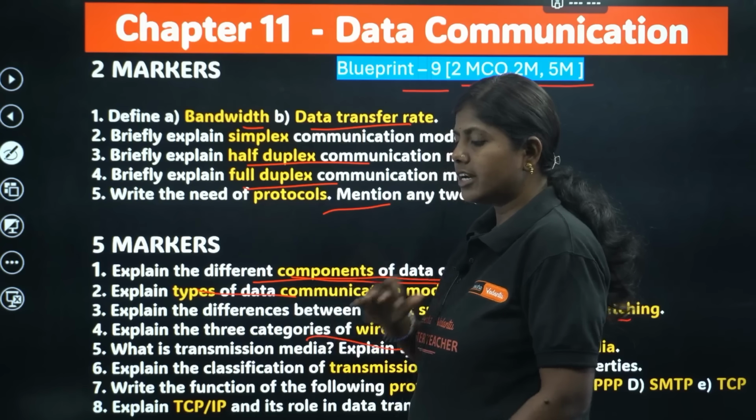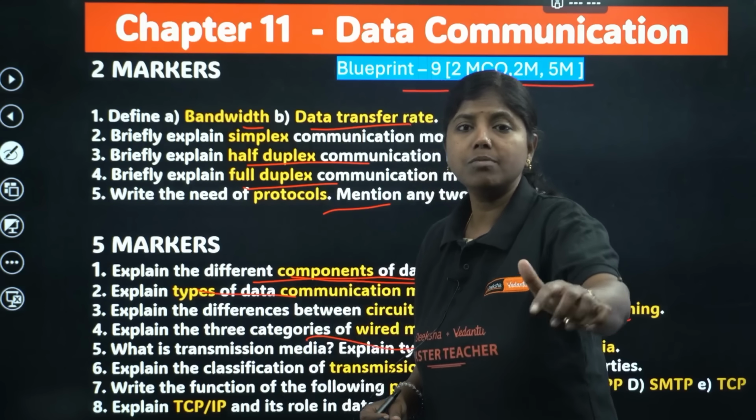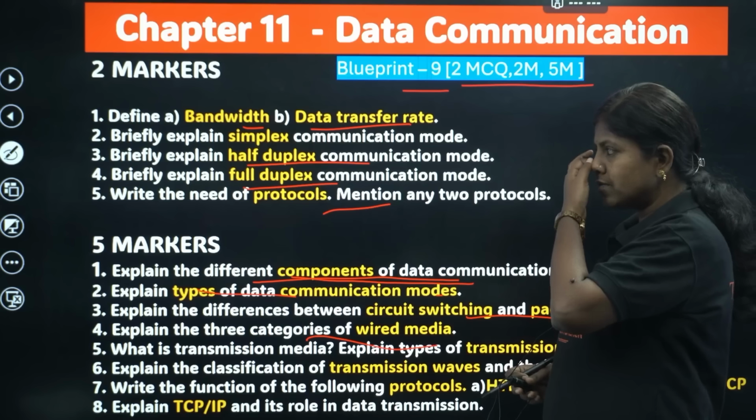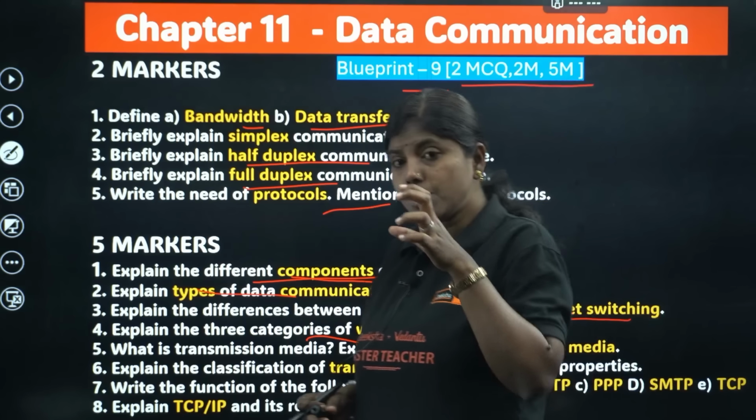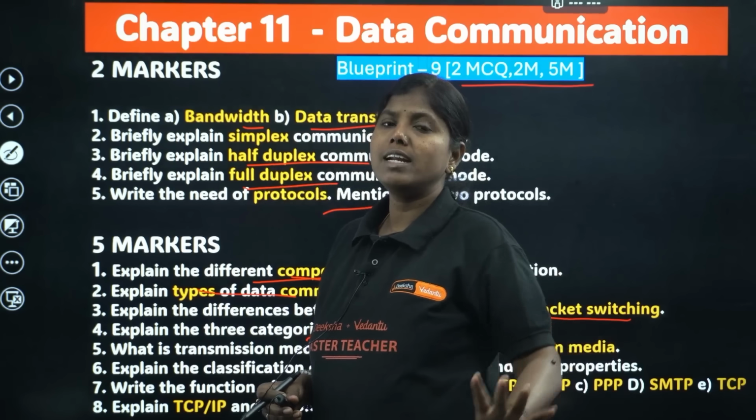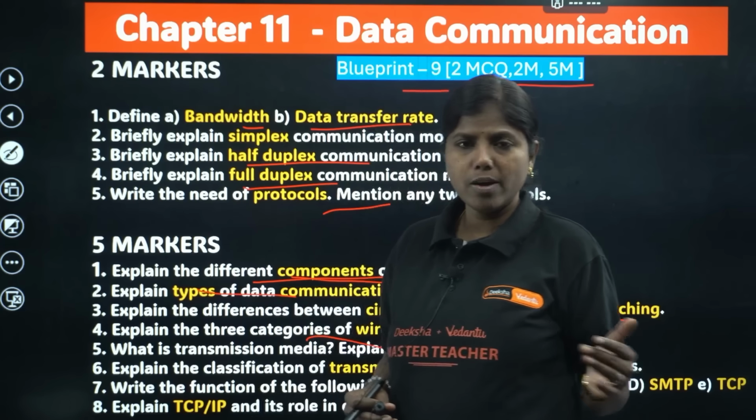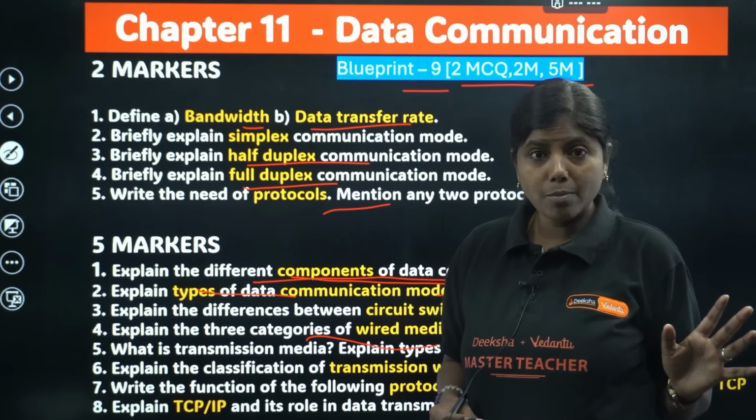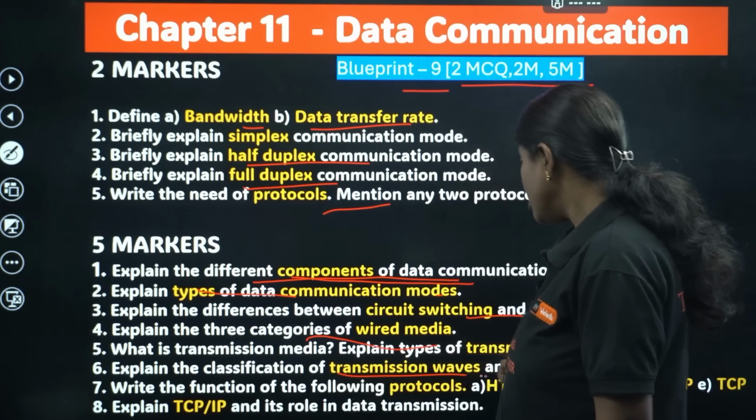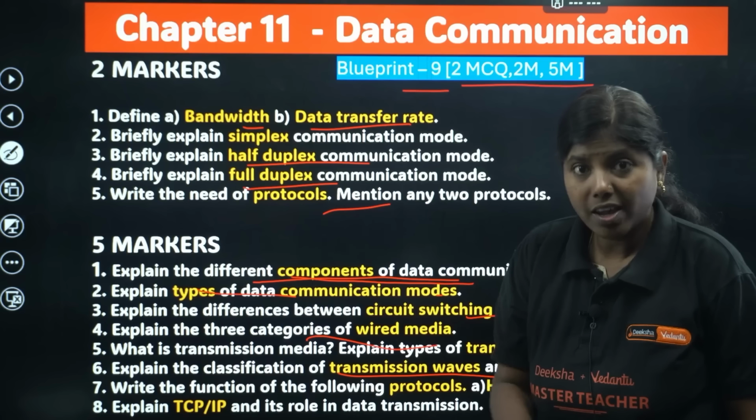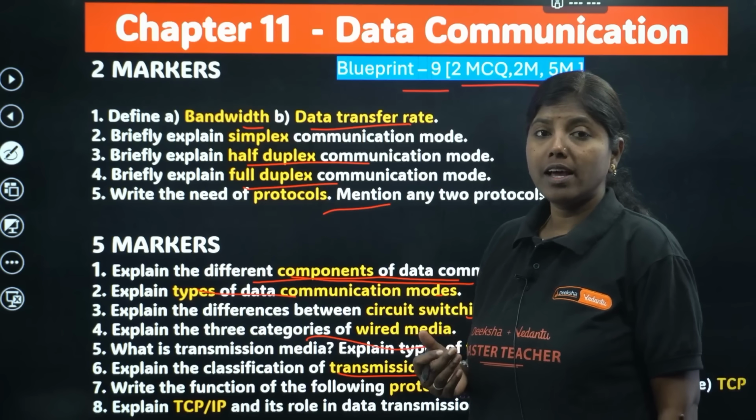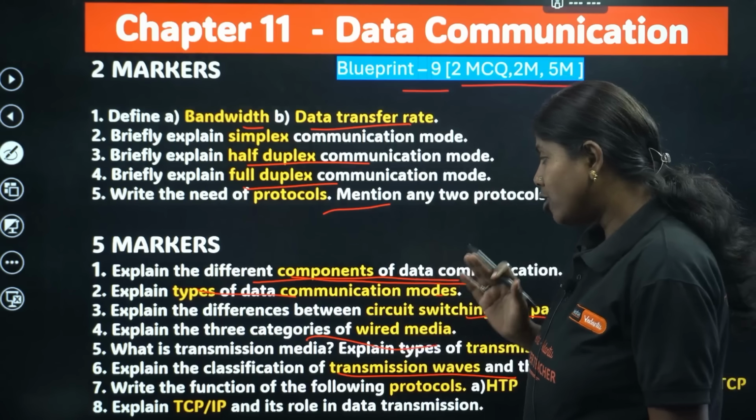Categories of wired media. Transmission media is different from transmission mode. Transmission mode is simplex, half duplex and full duplex, with respect to communication mode. Communication media or transmission media is wired and wireless. Wired means you have twisted pair, coaxial cable, fiber optic cable. Don't get confused. If they ask transmission waves only, you have to tell with respect to wireless: radio waves, microwaves, and infrared waves. That you need to write.